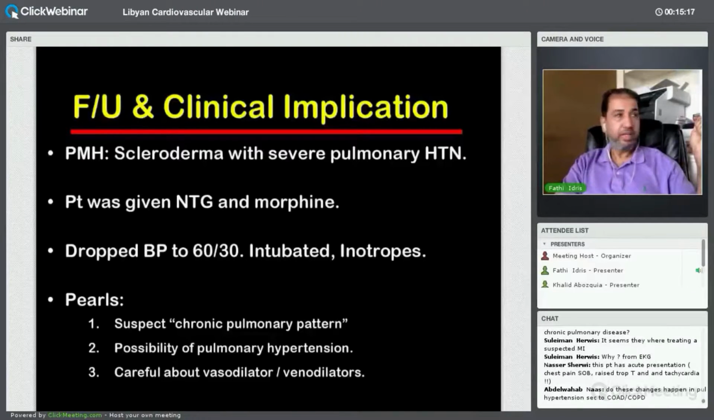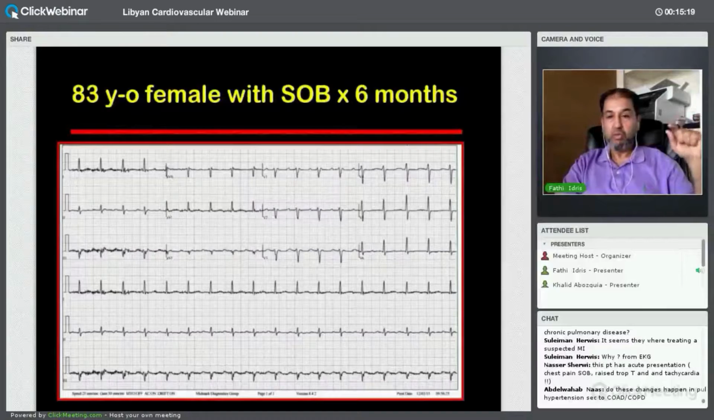Okay, so let me move to the next case. We can always go back to this case here. This is an 83-year-old female who presented with shortness of breath for 6 months. This patient came to the office walking. She's feeling not too badly and is otherwise stable, but she said she has been having the shortness of breath for the last 6 months.